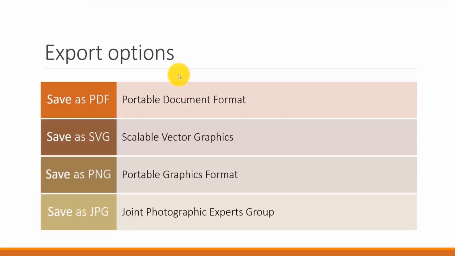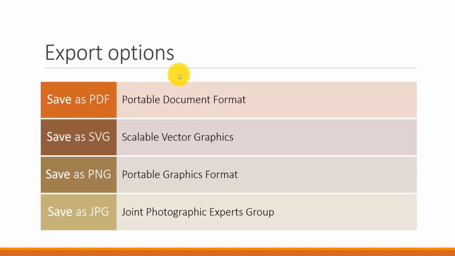Now let's try different export formats. Firstly, I tell you the export formats. We have the options save as PDF, save as SVG, save as PNG, and save as JPG. We will discuss each format one by one. Firstly, we start with the save as PDF option.